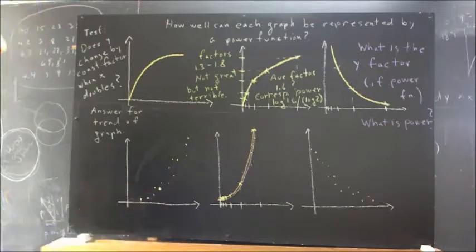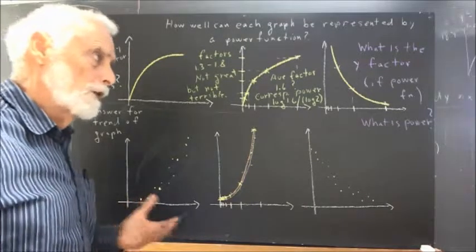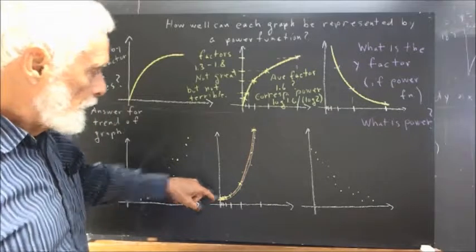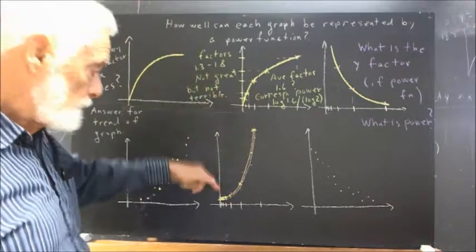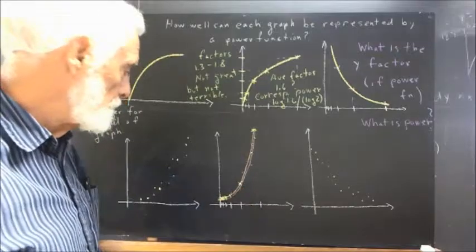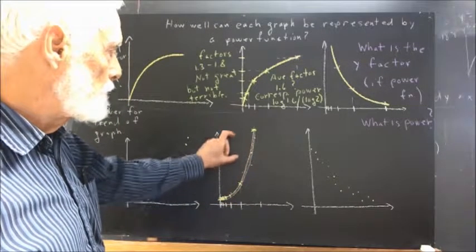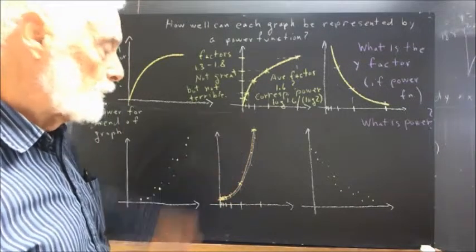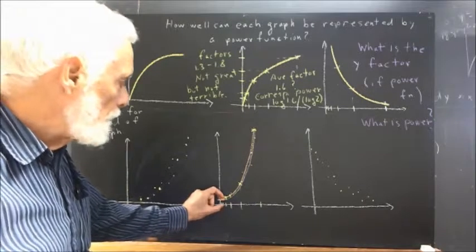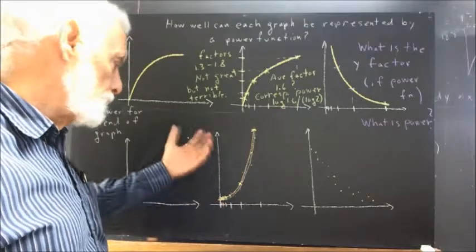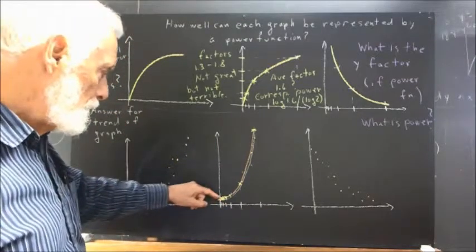More about the solutions here. I'm not going to give the entire solution to each question, but for this one, I drew some points for you. I drew some doublings. From here to here, the y factor appears to be at least 3. From here to here, the y factor appears to be about 2. From here to here, the y factor appears to be, well, maybe 1.3, maybe 1.5.